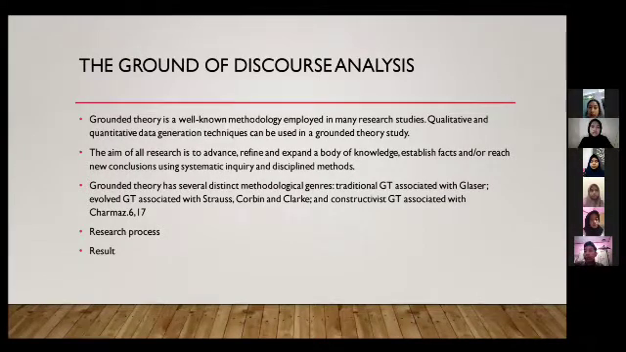Next will be presented by Nindi Yulianda.